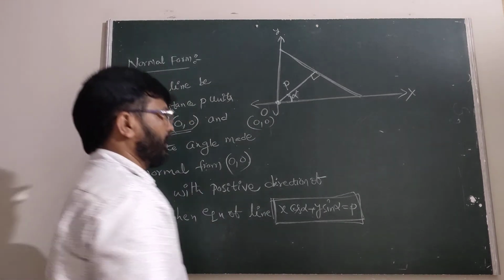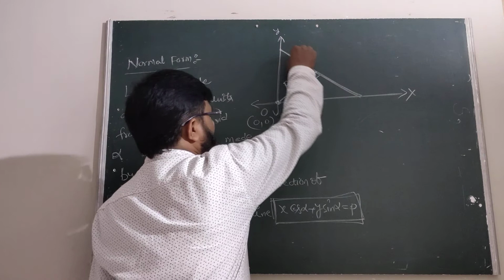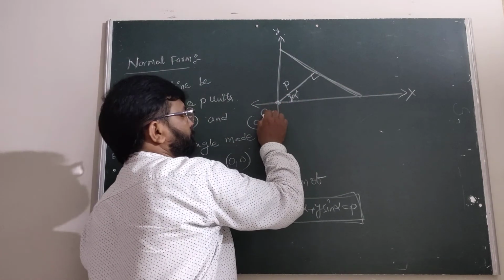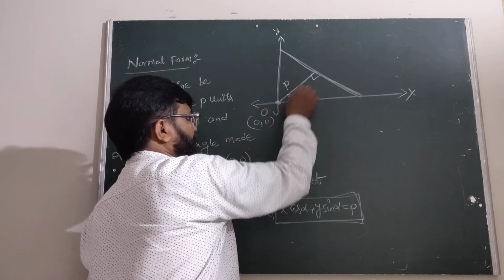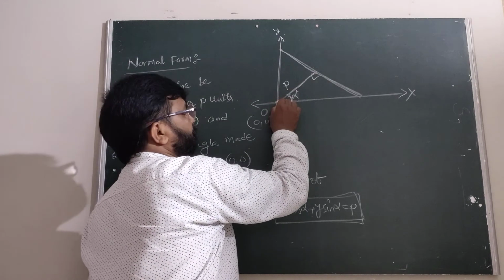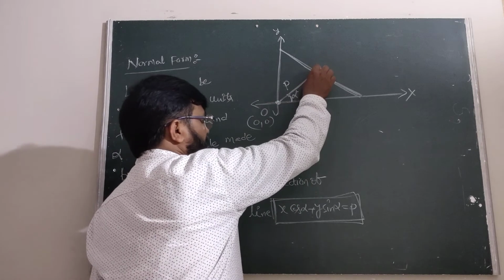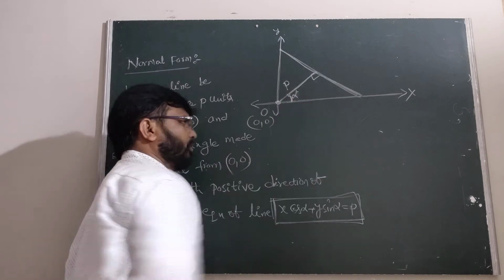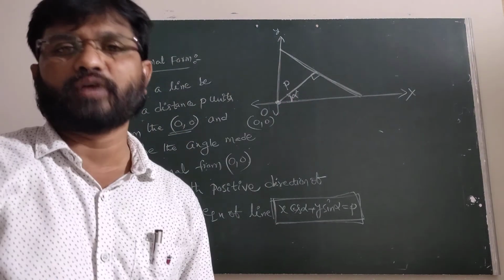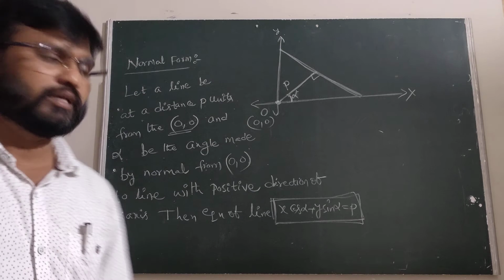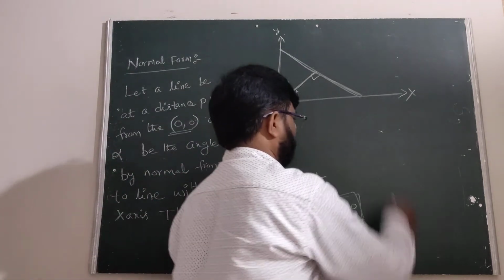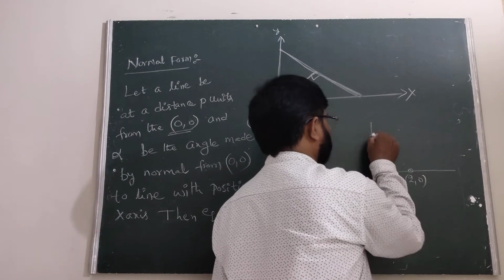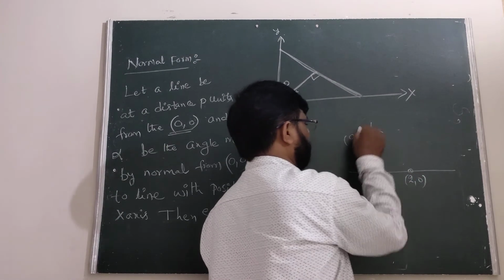From the diagram, we have to observe here, this is the line at a distance p from the origin, and alpha is the angle this normal to the line from the origin makes with the positive direction of the x-axis. Now, how to find the equation of the line? All of you listen here. Suppose we know that this is (2, 0) and this is (0, 3).